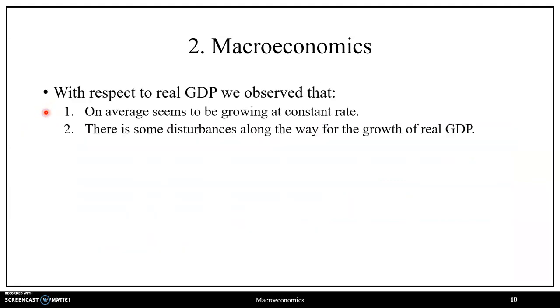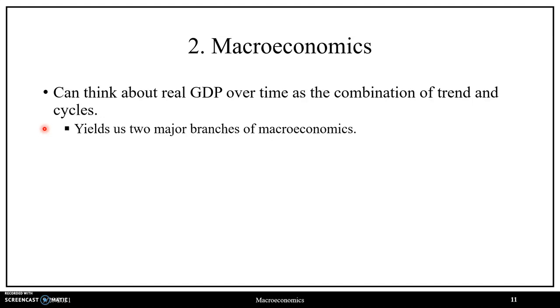So then in regards to real GDP, our two main observations are that real GDP seems to be growing on average at a constant rate, and that there is some noise along the way of this constant growth rate. So one way that we can handle this is to think about real GDP in terms of two components. That is the combination of a trend and a cycle.